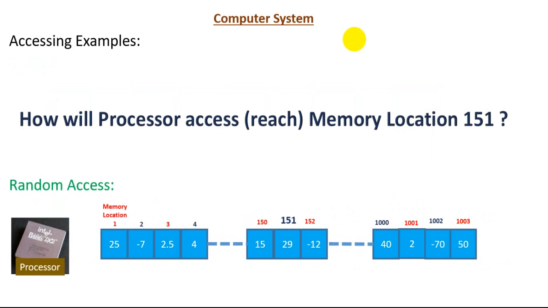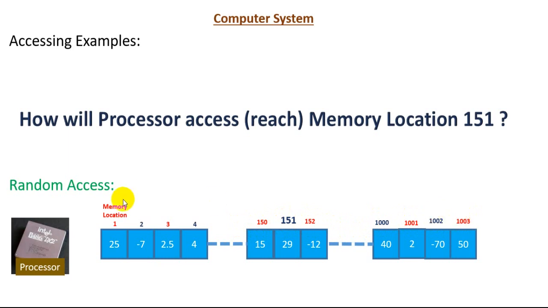Now look at this example. In this case, I have not used a person, I have used a processor, because processor is what is going to go and access the memory, right? Now let's assume we have memory locations 1 to 1003. I have put dashes, because I can't write all the memory now, so I'm just taking this as an example. So now we have memory location 1, memory location 2, memory location 3, memory location 4, 5, 6, 7, 8, 9, and then 150, then 151, then 152, and so on, and then 1000, 1001, 1002, 1003. So let's just assume this example.